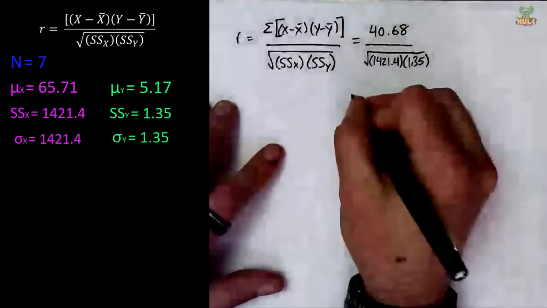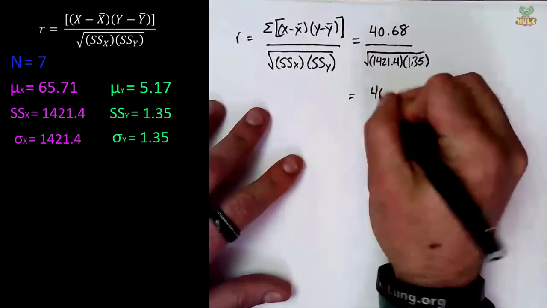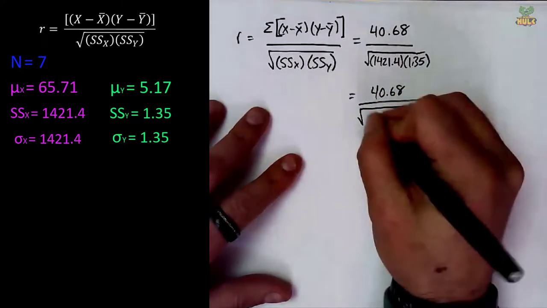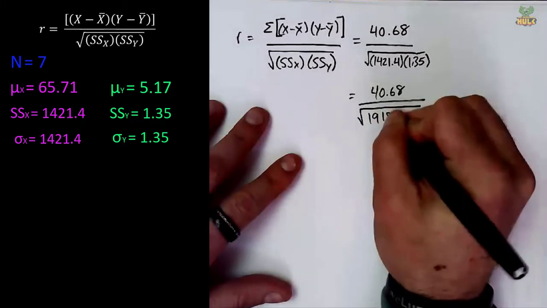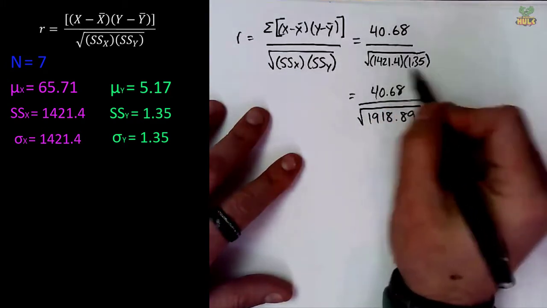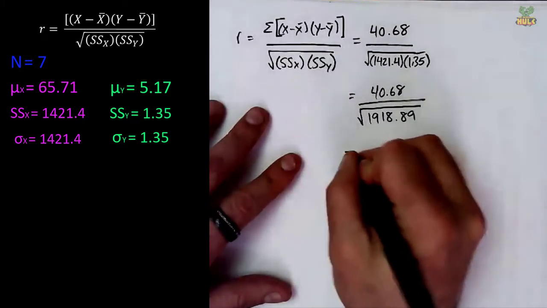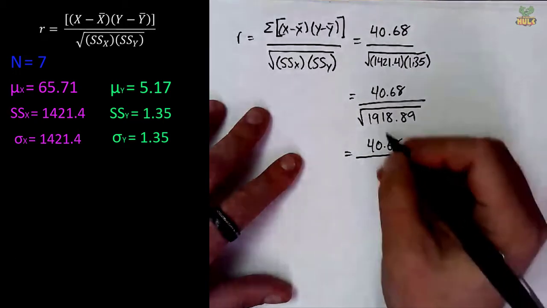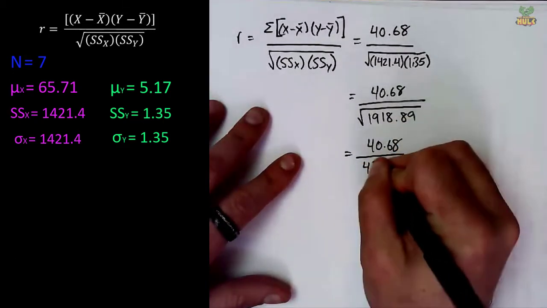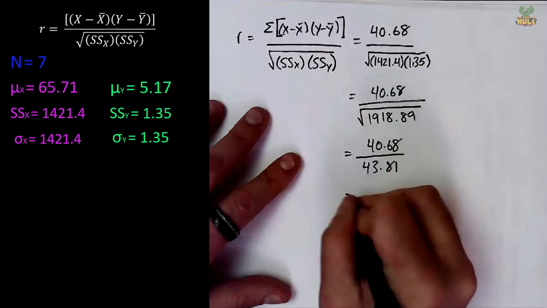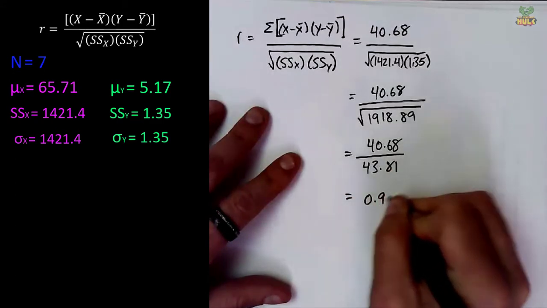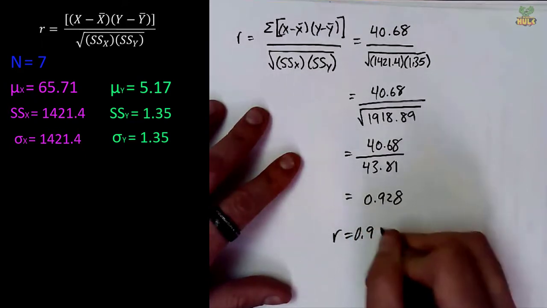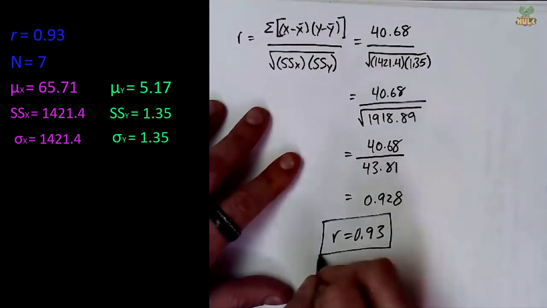Let's do it step by step though, so let's do the bottom first. 40.68 over the square root of, this simplifies down to 1918.89, so that's these two multiplied by each other. Now we can do the square root of that. 40.68 divided by the square root of this, which is 43.81. This gives us 0.928, or a correlation coefficient of 0.93.